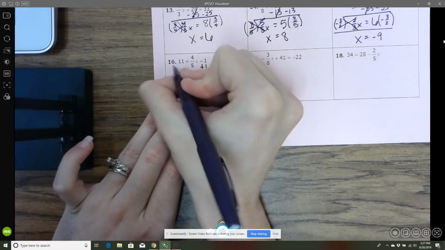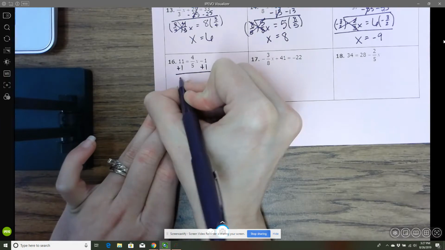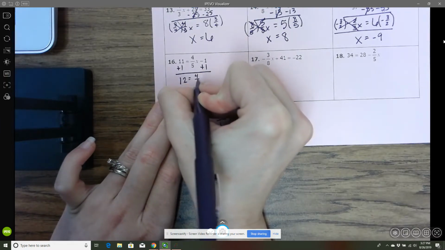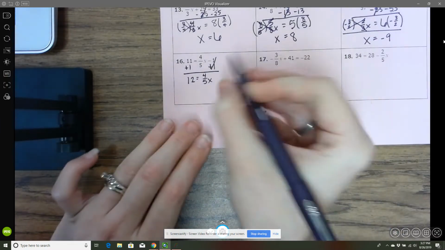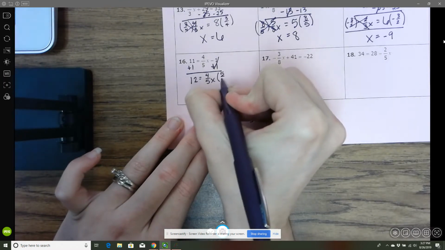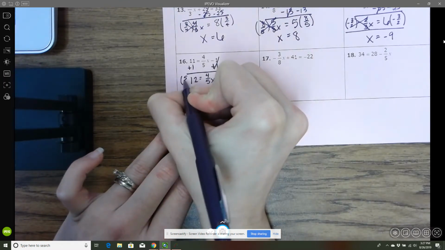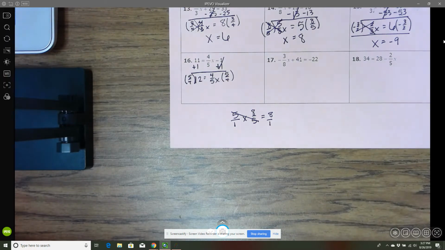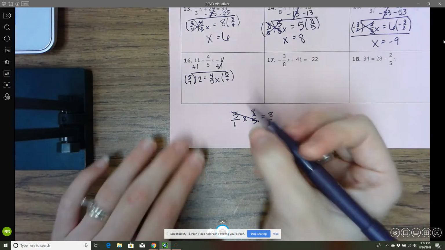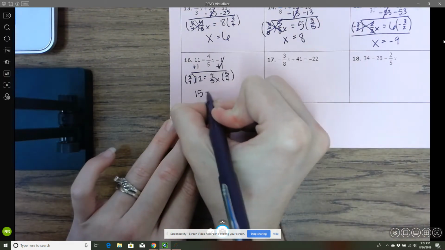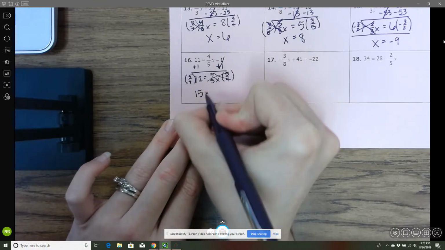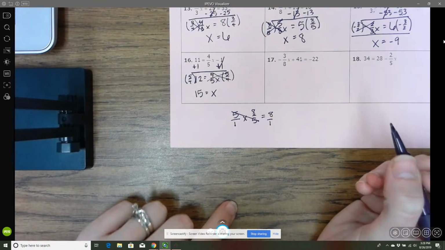All right, so here I've got subtraction. So the opposite of subtraction is addition. So I would have 12 equals 4/5 x. And then we're going to multiply by the reciprocal. And so I would have 15. So these would all cancel, but I'm still left with the x.